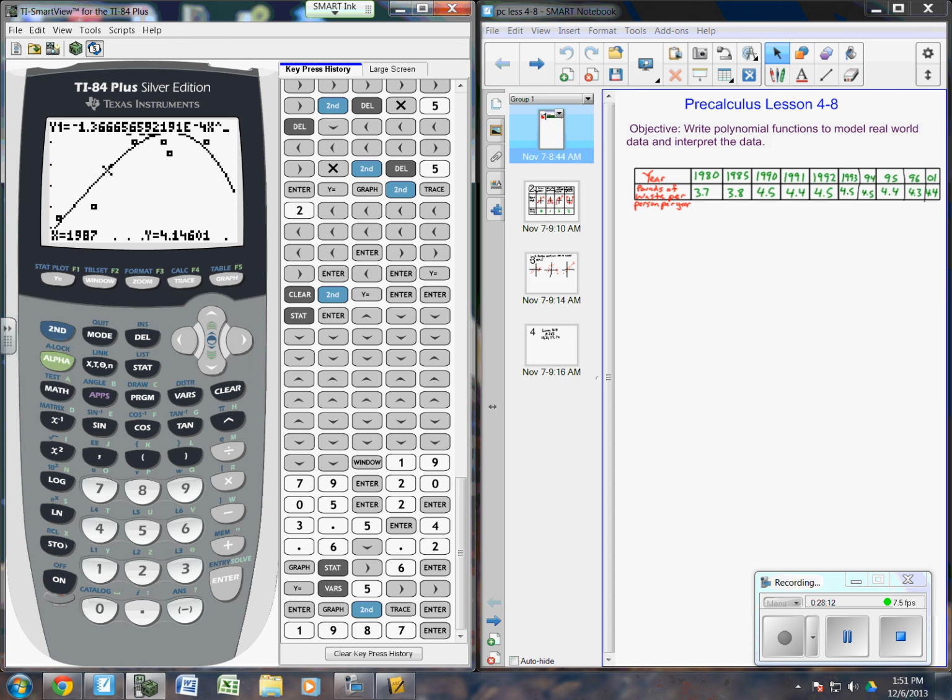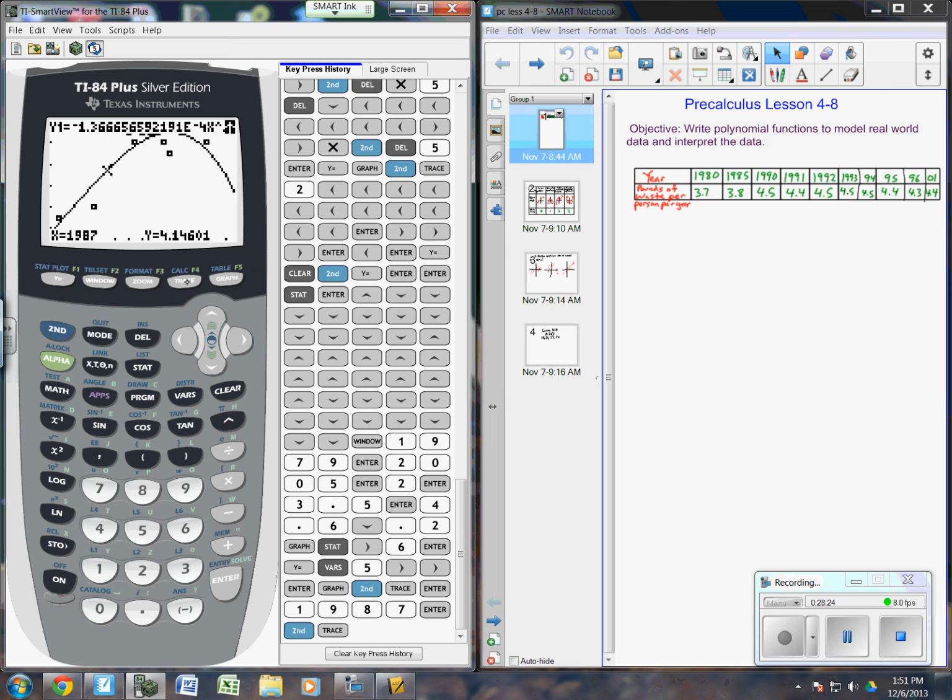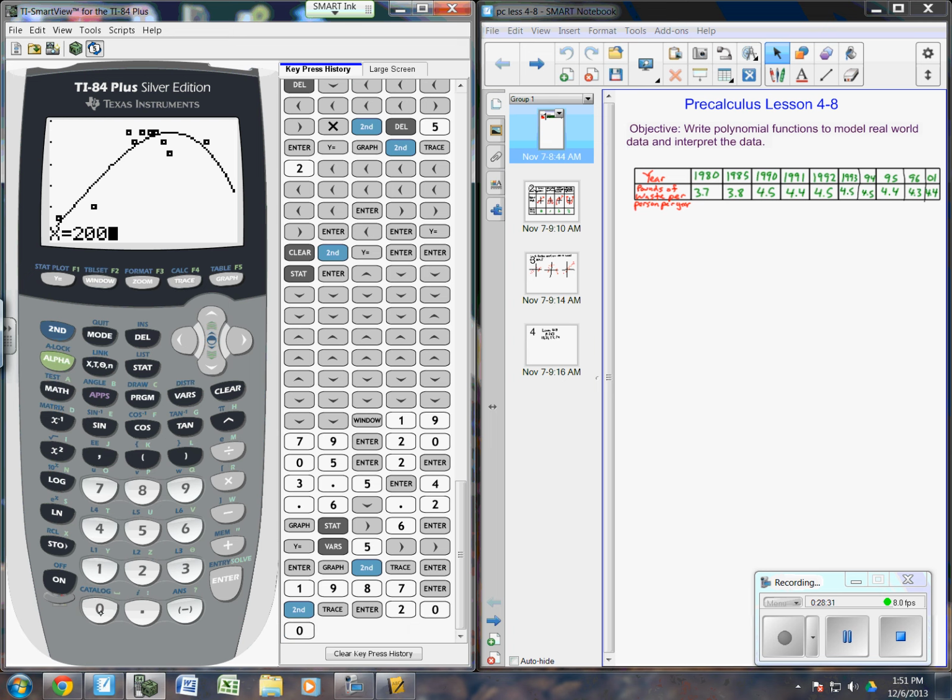Should we check one like 2003? Check 2003. So hit second and trace again, go to value, and type in 2003. 4.18. Okay, we got that?